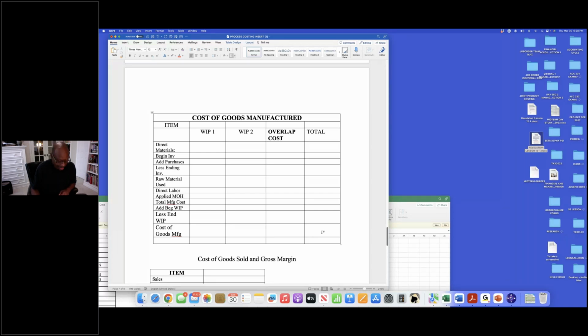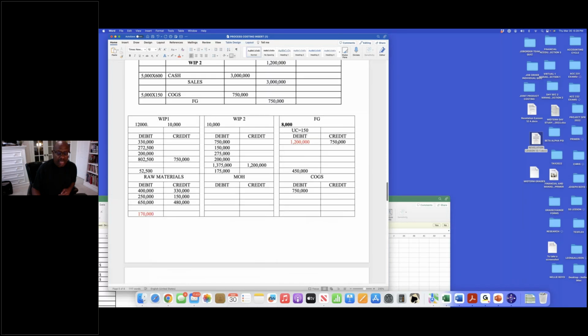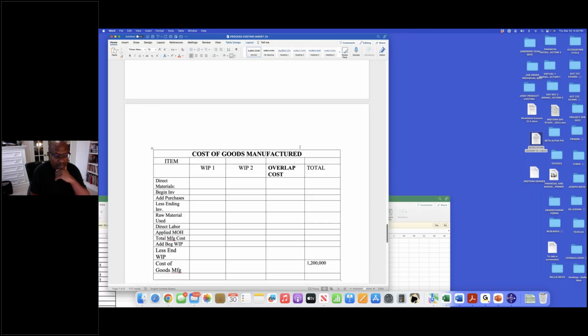1.2 million. Okay, 1,200,000. That's the answer, based on how much we transferred to finished goods. Now you're not adding up books, but you are adding up work in processes. So we're gonna add work in process one, work in process two.